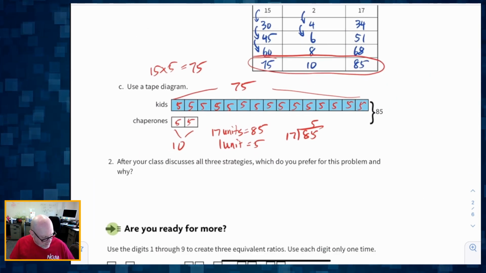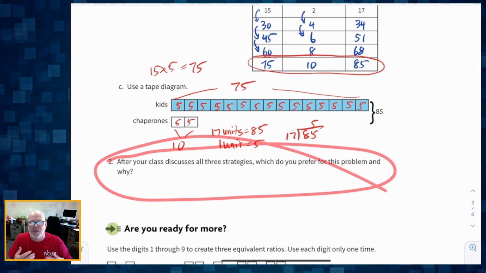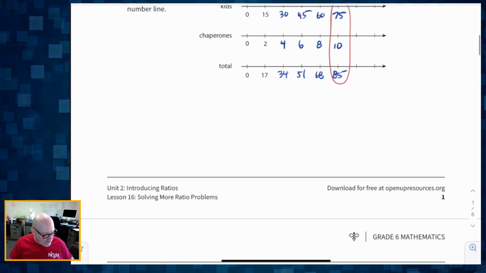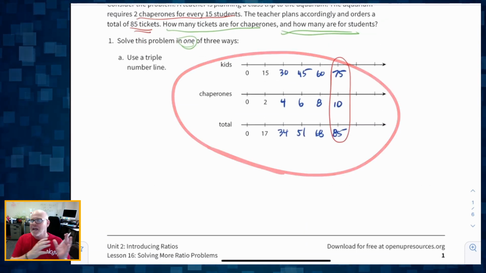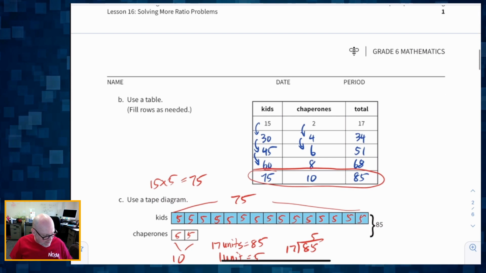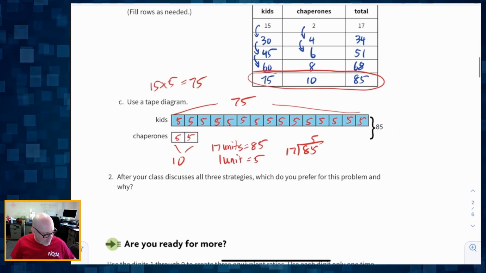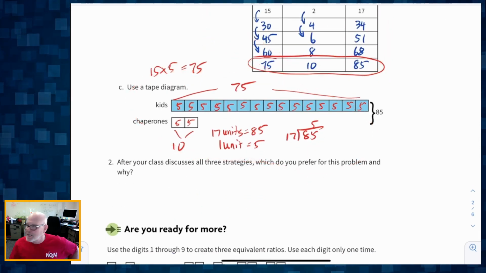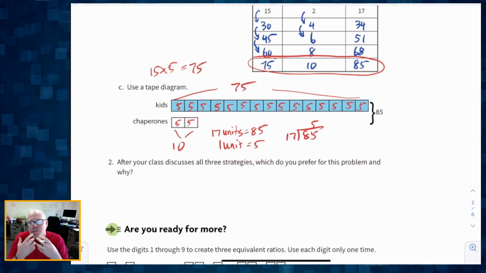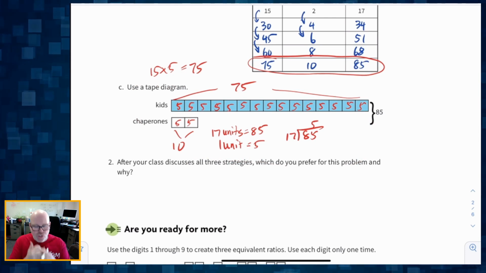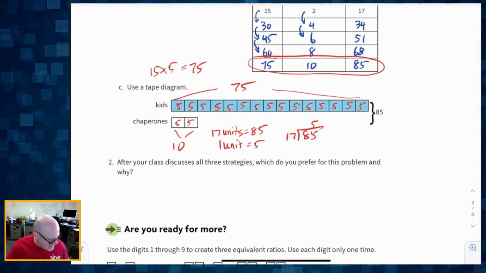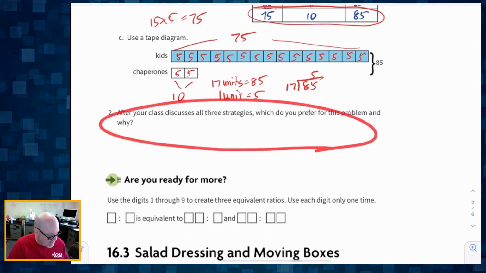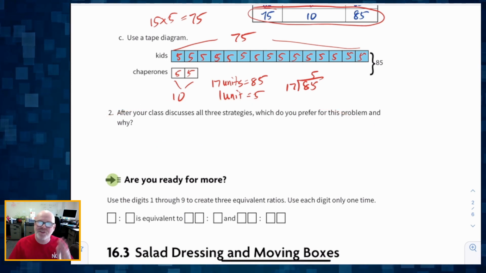So after we solve these things, the idea, parents and teachers, is to allow students choice. Choice as in, do they want to attack this with a number line? Do they want to attack this problem with a tape diagram? Or do they want to use a table? And really, it's all about choice and allowing students the opportunities to choose and really own the math themselves. And so talk about why they prefer one versus the other, because it's totally legit, whatever their choice is.